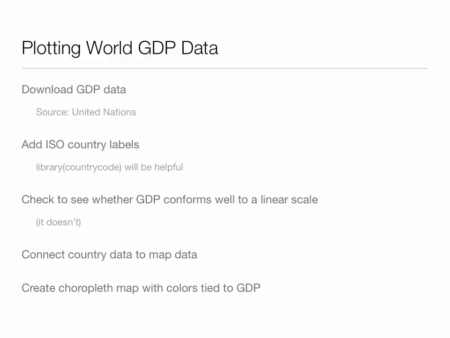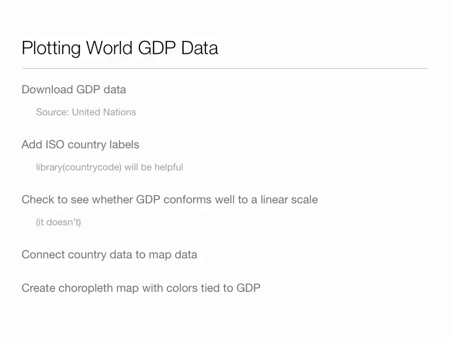We're going to add ISO country labels, which are three-letter codes that uniquely identify countries so that the values of the variable that you're interested in can be tied to coordinates on the map. In doing that, we're going to use the R library called countrycode, which is a wonderful thing because it saves you the trouble of looking up all the country codes and entering them by hand.